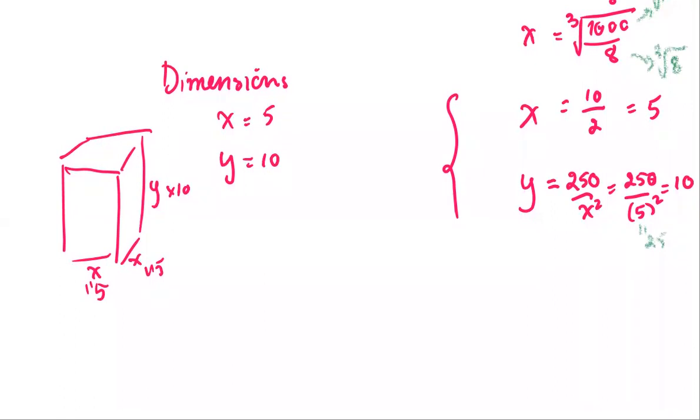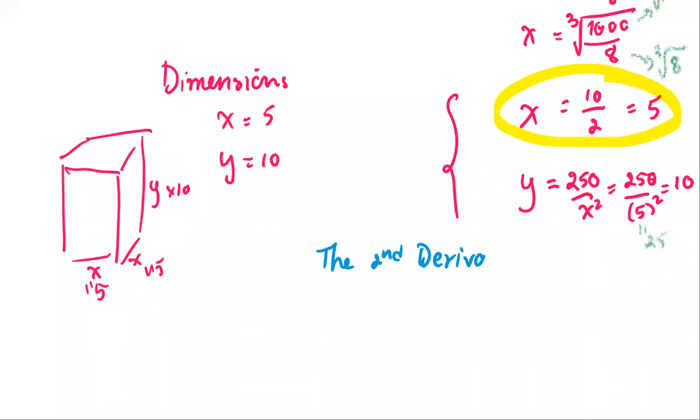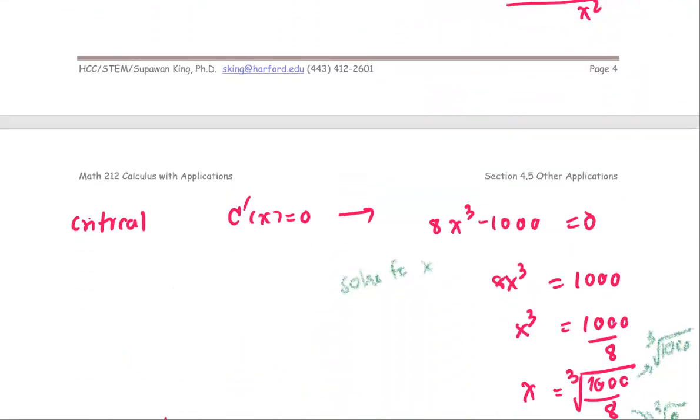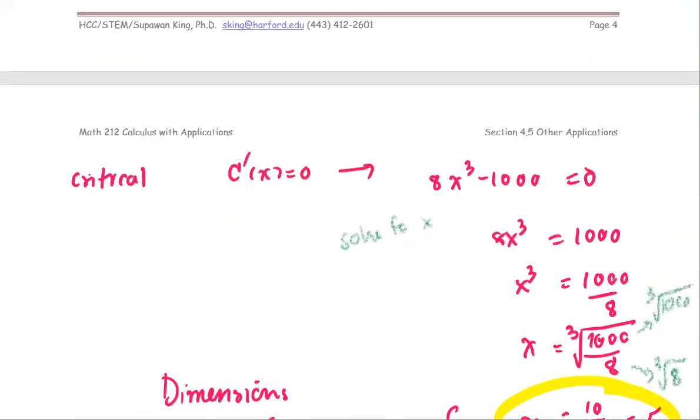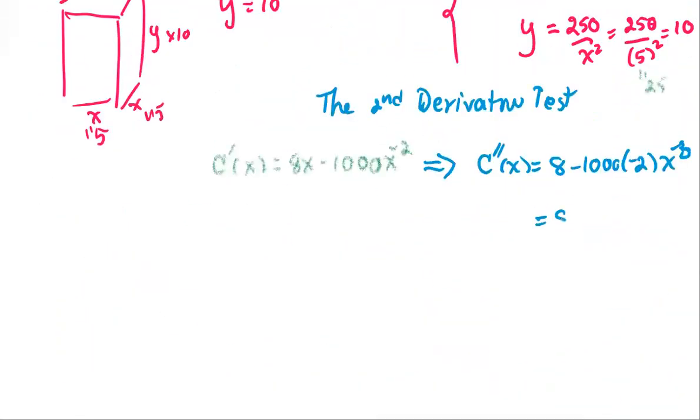To confirm that the x that we get, or the critical number we get, will give you the minimum value, we use the second derivative test. From the C prime x in the form of, I'm going to go back to see the notes here, 8x minus 1,000 times x to the negative second. So we're going to use the C prime to find C double prime, or the derivative of it, to get 8 minus 1,000 times negative 2 times x to the negative third. Simplify to be 8 plus 2,000 divided by x to the third.